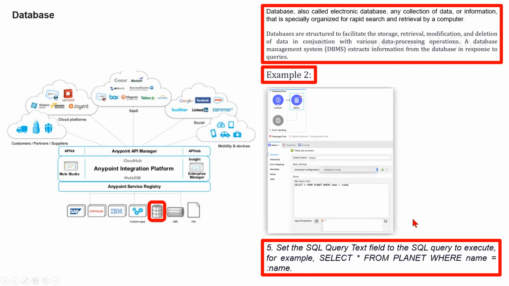Here you can see the step 5, set the SQL query text field to the SQL query to execute. For example, select asterisk from planet where name equal :name.